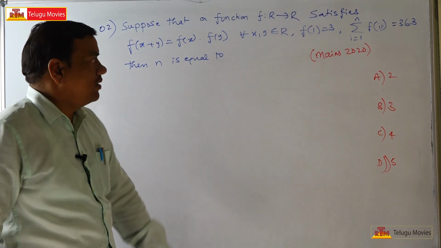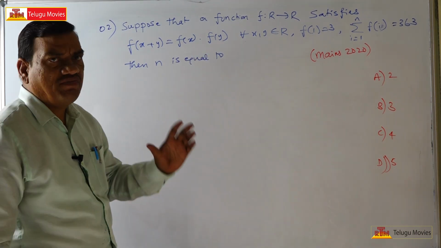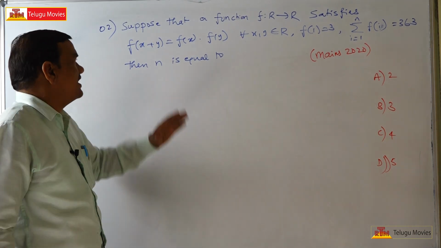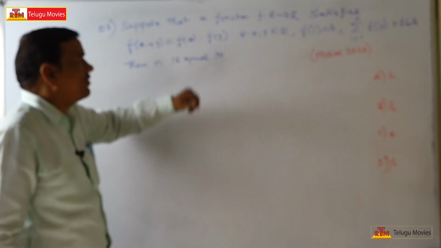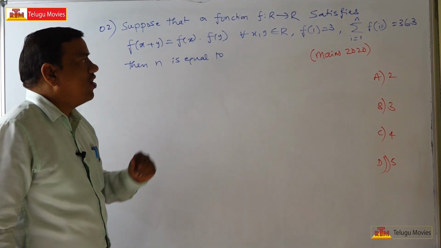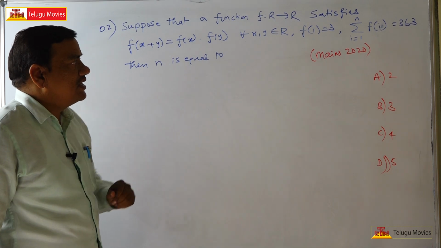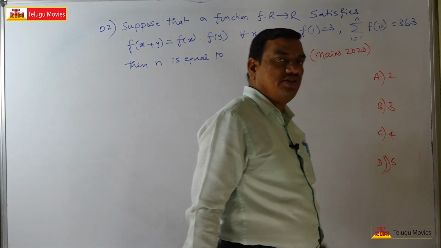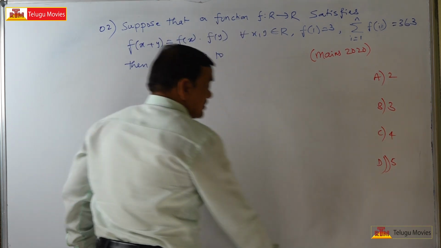Welcome to the second problem. It was asked in 2020, so it is a very easy problem. Suppose that a function f from R to R satisfies f of x plus y is equal to f of x into f of y for all x, y belonging to R. F of 1 is equal to 3 and the sum of f of i, i running from 1 to n, is equal to 363. Then what is the value of n, he is asking.